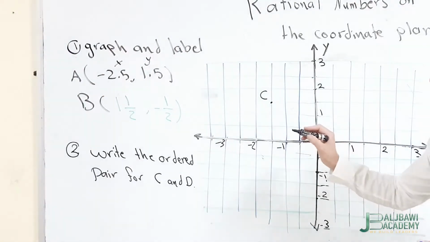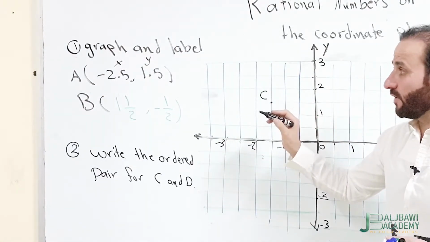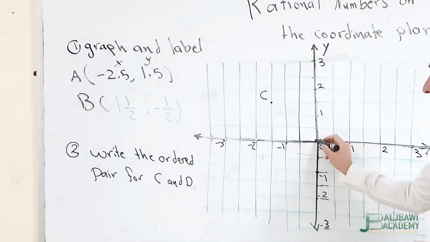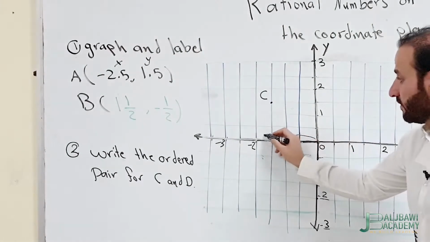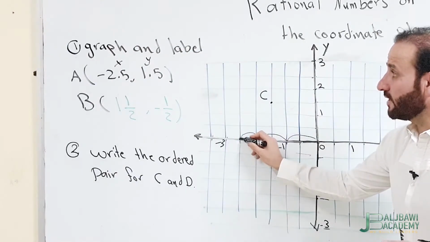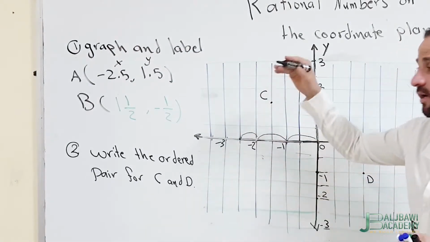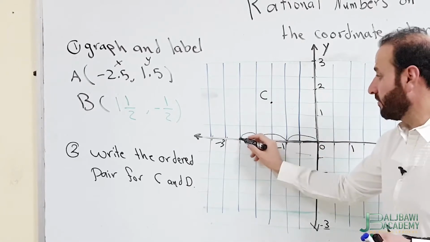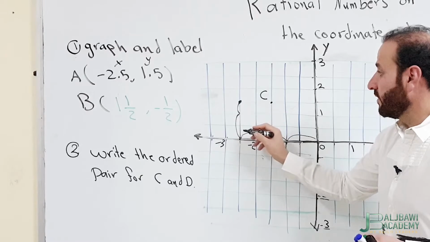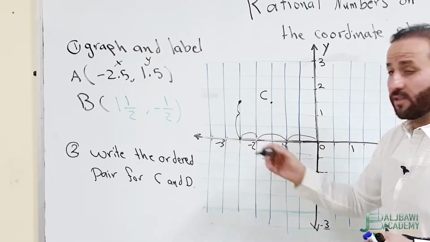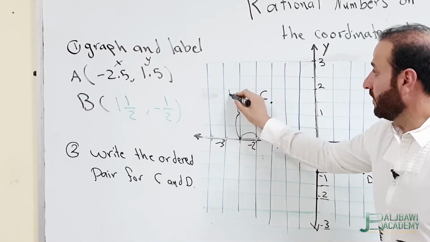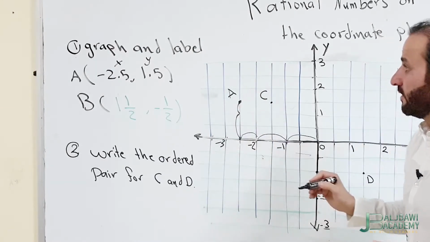Here, the x coordinate is negative 2.5. So I go left 2 units and half. So this here. Now the y coordinate is 1.5. So I go up 1 unit and half. Here each two squares represent 1 unit. So here I label A.